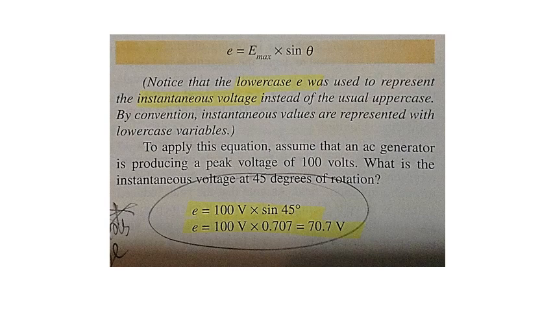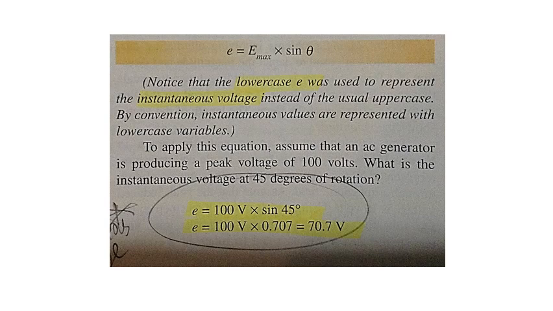The instantaneous voltage may be found at any point in the cycle by making use of the following equation. e equals E max times sine theta. Notice that the lowercase e was used to represent the instantaneous voltage instead of the usual uppercase. By convention, instantaneous values are represented with lowercase variables.